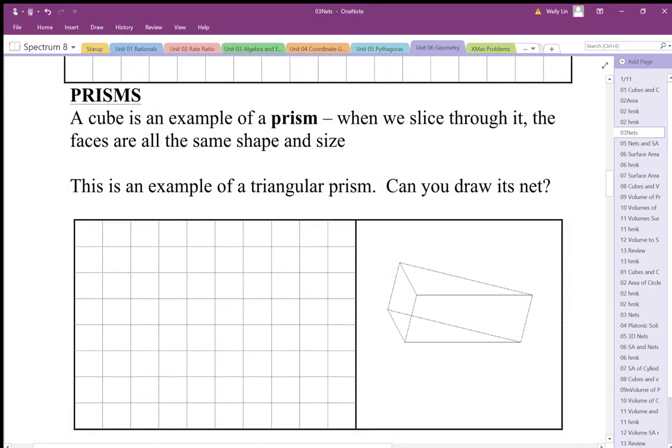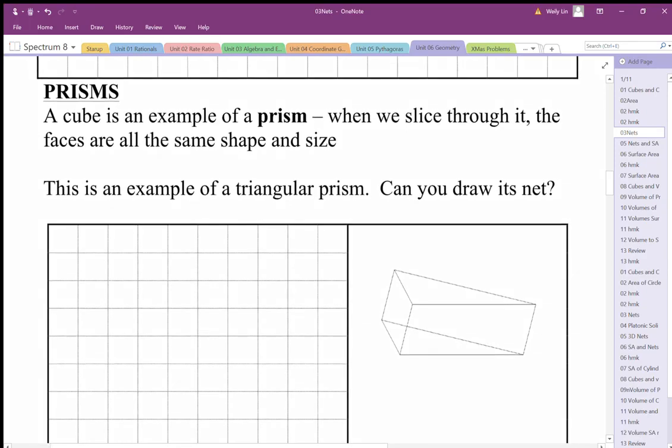The next one we're going to look at is a prism. A cube is actually a type of prism, but a prism is really any 3D shape where, if you take slices of it, every slice has the same area. If I slice through like that, through the top here, the surface is a triangle. If I slice that, the surface that results from the slice is going to be the exact same triangle. So this is an example of a triangular prism, and all things that can be sliced like that are prisms.